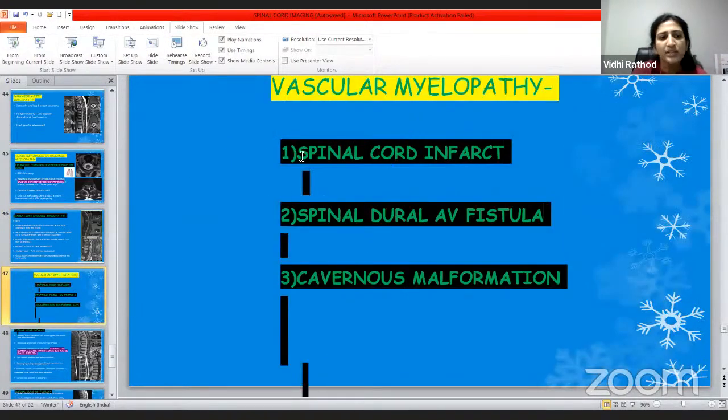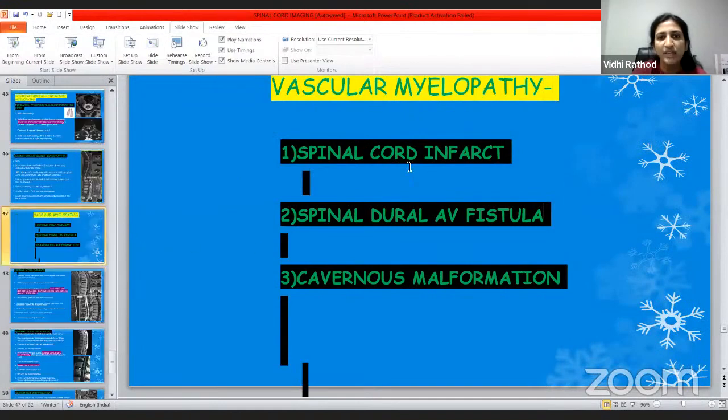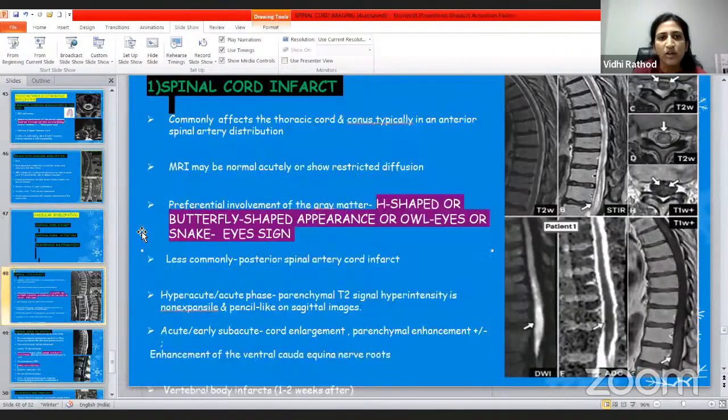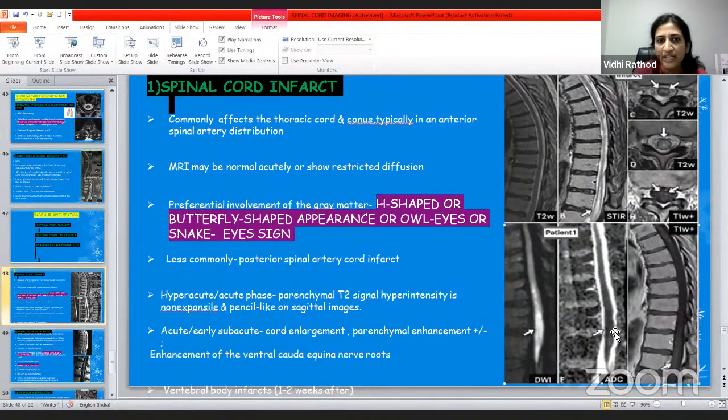Coming to the last topic, vascular myelopathy, we have 3 entities: spinal cord infarct, spinal dural AV fistula, and cavernous malformation. So coming to spinal cord infarct, number one, it commonly affects the thoracic cord and conus. Typically, most commonly affected artery is the anterior spinal artery distribution. As we can see, MRI may be normal or it can show restricted diffusion of the cord with corresponding ADC drop. In spinal cord infarct, there is preferential involvement of gray matter, which is known as H-shaped or butterfly-shaped appearance or owl's eye or snake's eye sign.